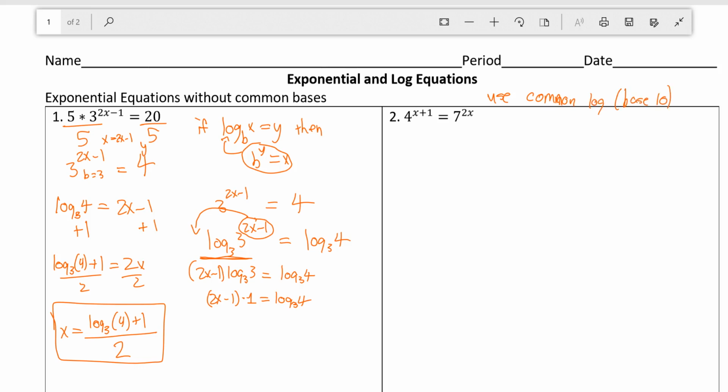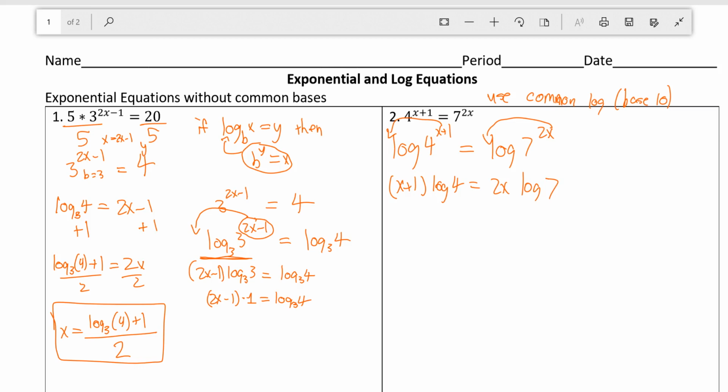And that's the one where we don't write the base. So I'm going to take the common log of both sides. So I get log of 4 to the x plus 1 equals log of 7 to the 2x. So now I can use my power property and bring both of these exponents down. And now I have x plus 1 times log 4 equals 2x times log 7.